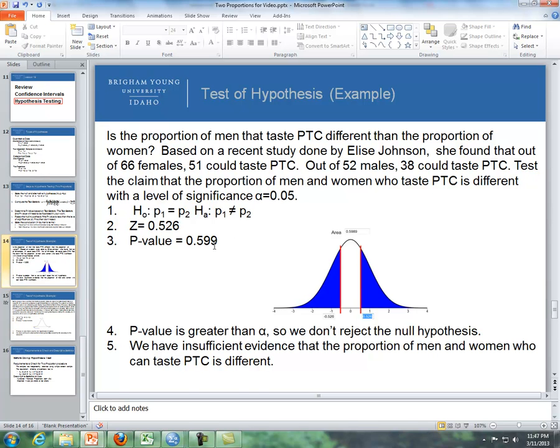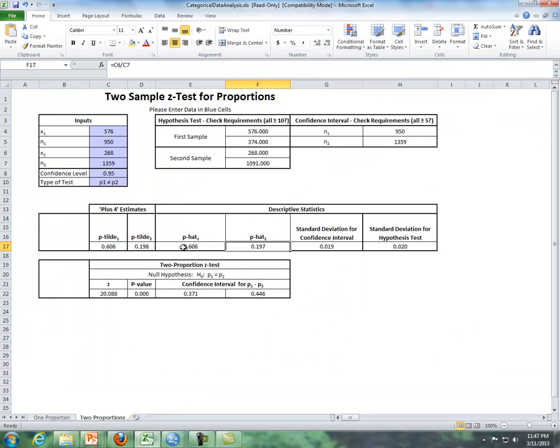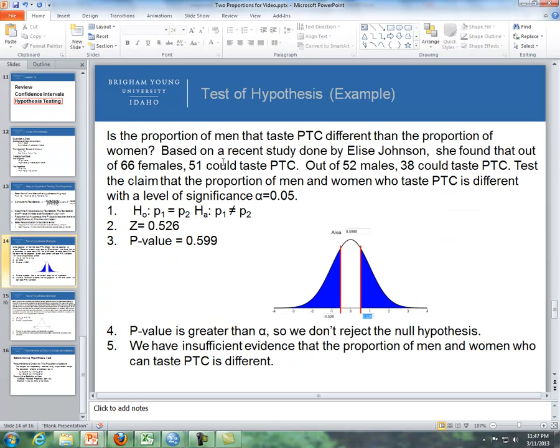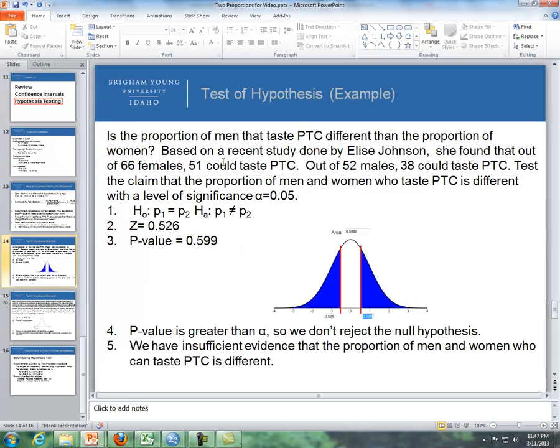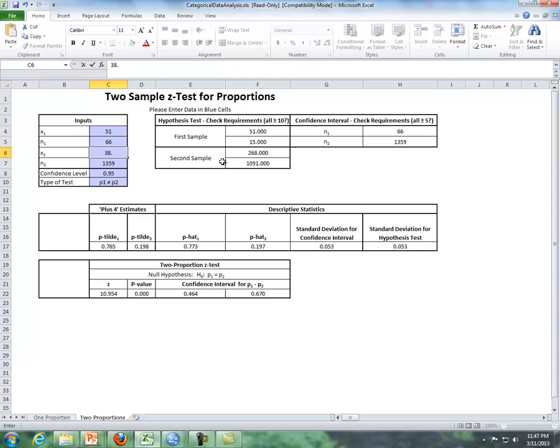So for steps 2 and 3, I'm going to input this information into my Excel. For the first group, out of 66 females, 51 found good taste PTC, so I'll put that in here, 51 and 66. And then for the men, it would be 38, and then 52. And then when we calculate that, we get a test statistic of 0.526 with a p-value of 0.59.